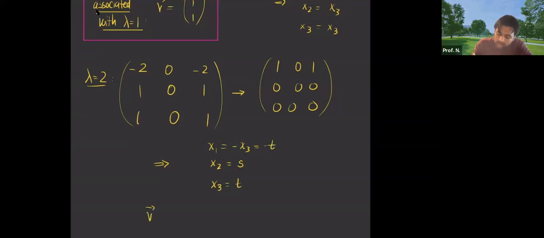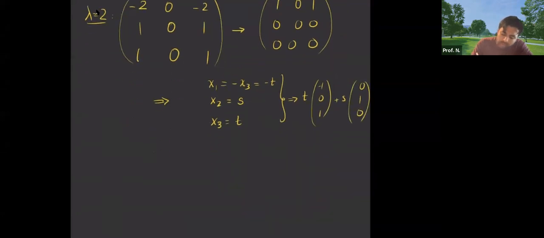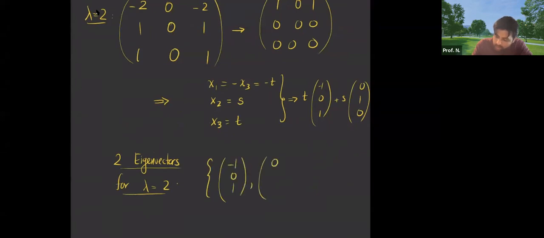So I get the set of vectors. What's going to be the set of vectors? I get t times -1, 0, 1 plus s times 0, 1, 0. So I get two eigenvectors. I get two eigenvectors for the price of one eigenvalue. So I get the set -1, 0, 1 and 0, 1, 0.